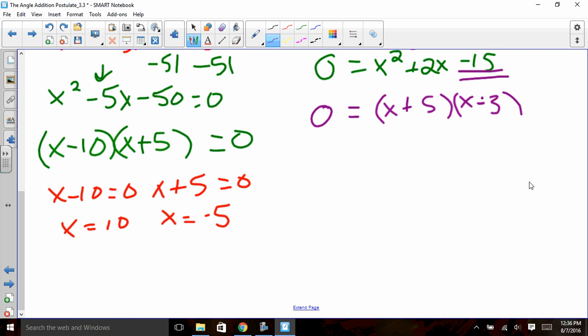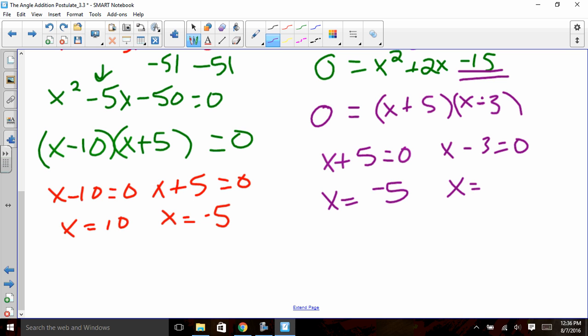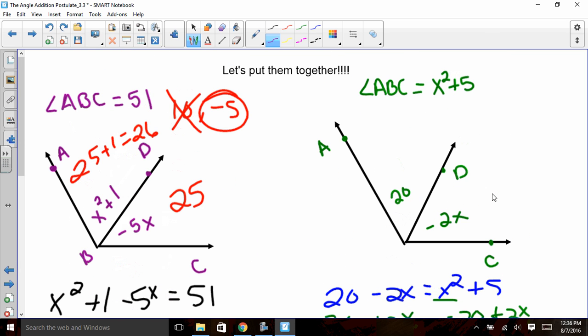Just like with before, I can go ahead and set my pieces equal to 0. Because again, if two things multiply together to give me 0, that means one or both of them has to be 0. So we have to check both of them. Inverse operations tell me that x is negative 5 and x is 3. So again, just like we had done in the first one, we have to check to see if either of these two will give me a negative value in here. Okay, let's check my negative 5.